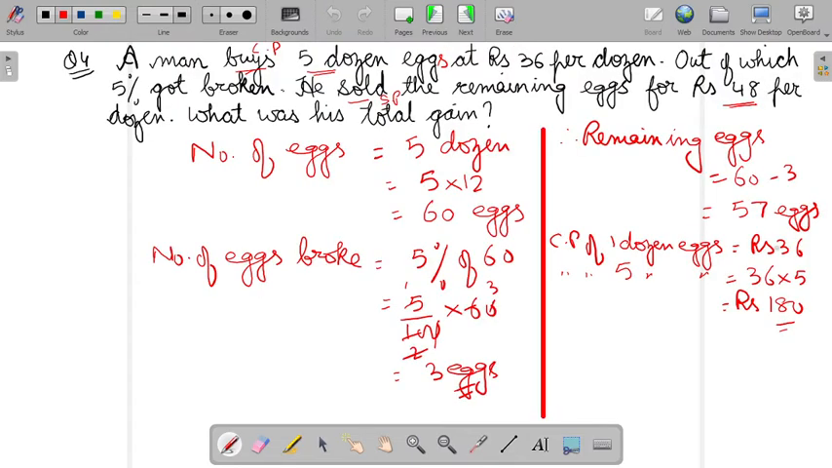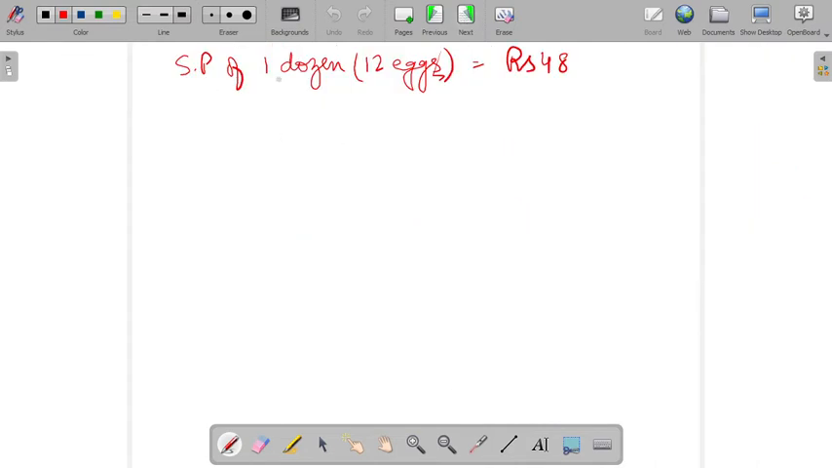And if you see, how many eggs are left now? 57 eggs. So he sold the remaining eggs at the rate of rupees 48 per dozen. Means for 12 eggs the selling price is 48. So what would be the selling price of 57 eggs? So selling price of 12 eggs is 48. So selling price of 1 egg equals 48 upon 12. Can cancel it here. It goes with 4. So it would be rupees 4.